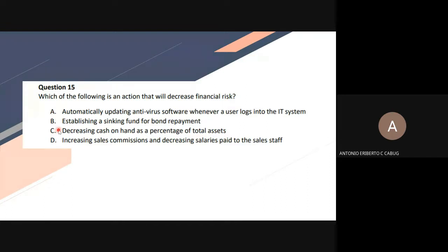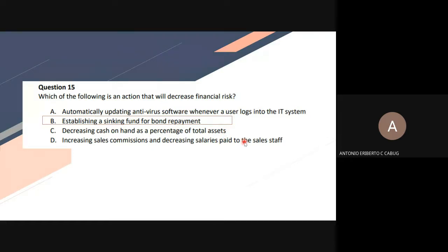Letter C is for liquidity, but it will worsen the situation. We are looking for the action that will decrease financial risk. Letter C kasi nag-i-increase siya ng financial risk, no? Kulang yung cash niya. Correct answer is B, establishing a sinking fund for bond repayment.